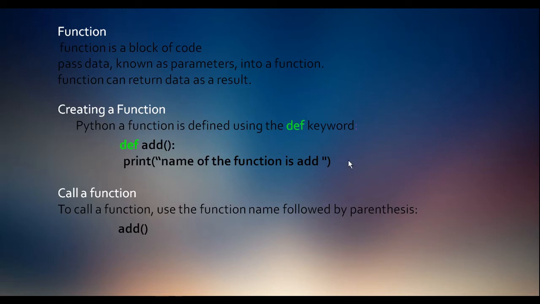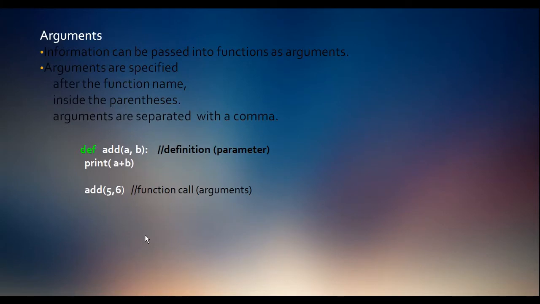To create a function we have to use the def keyword. The def keyword is followed by the function name, parentheses, and a colon. Then you write the set of statements that the function needs to execute. Next we have to call the function, using the function name followed by parentheses. Information can be passed into a function as arguments. The values that you pass are called arguments.